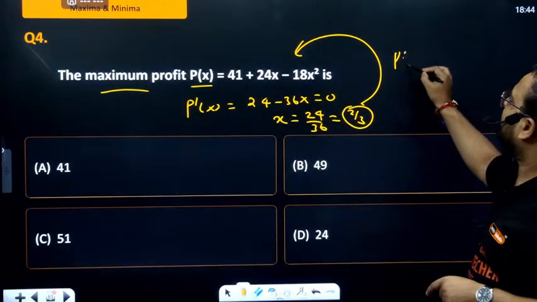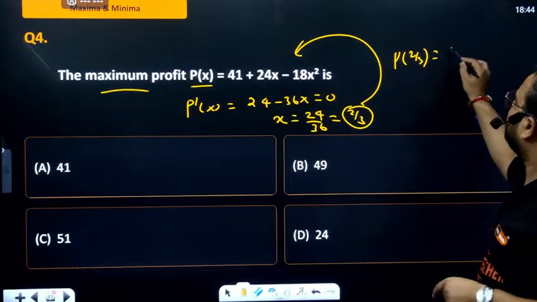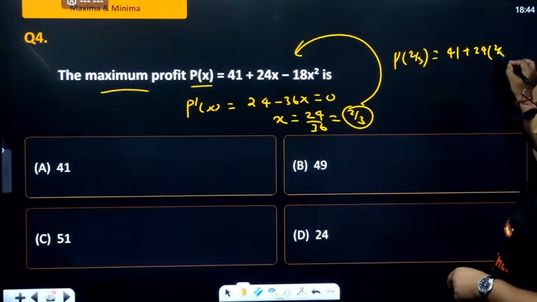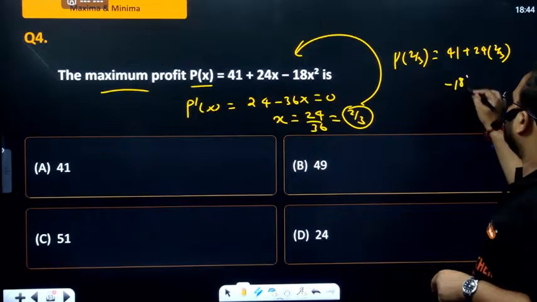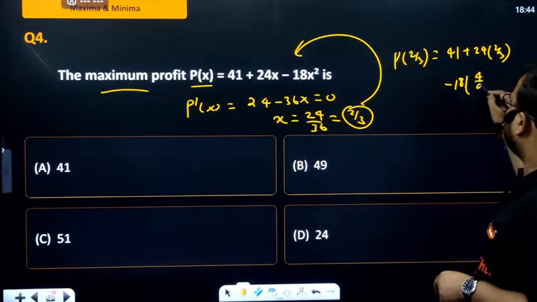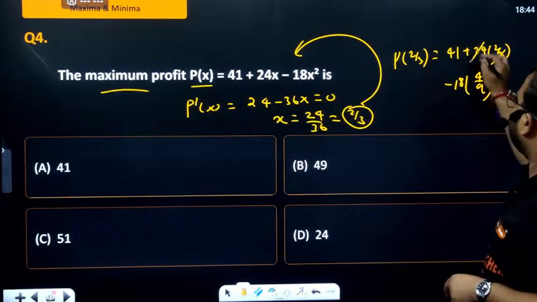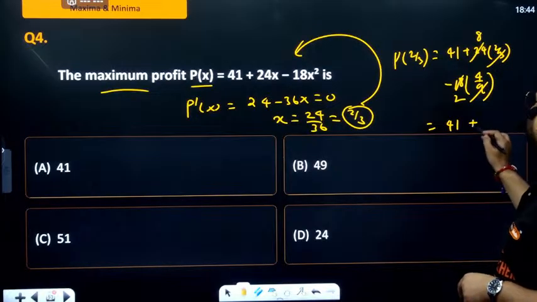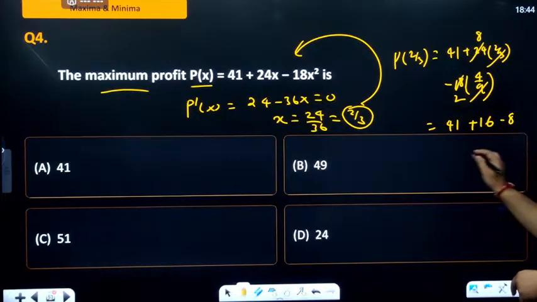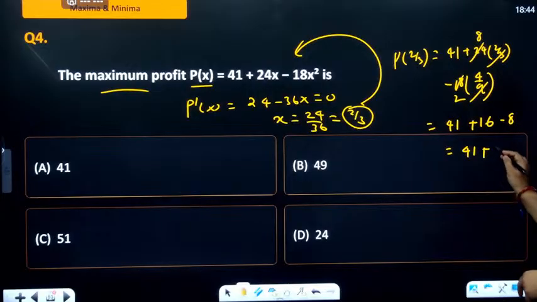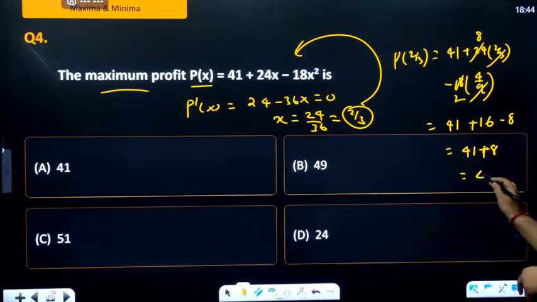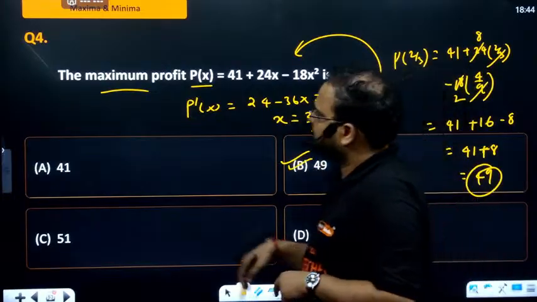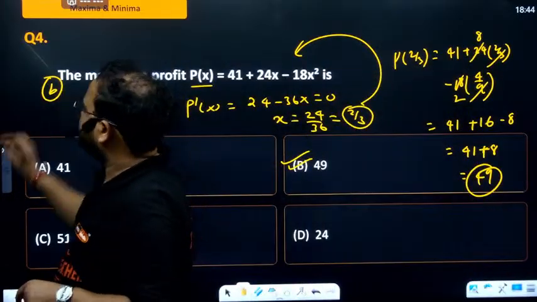So let's find P of 2 by 3. It will become 41 plus 24 into 2 by 3 minus 18 into 4 by 9. I get 41 plus 16 minus 8. So 41 plus 8, the answer is 49. Option is B.